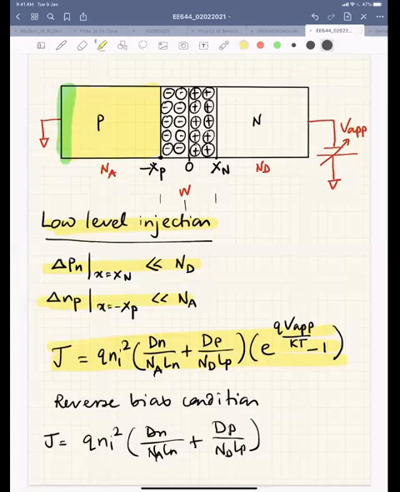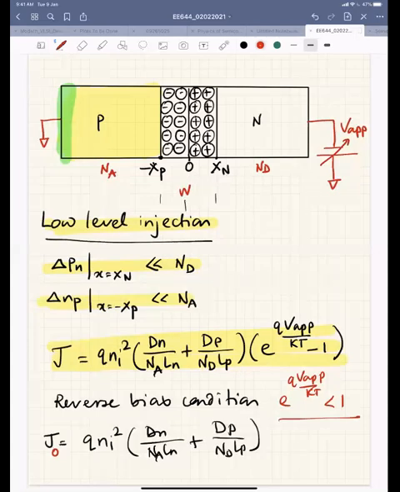In the reverse bias condition, the term e to the power qV applied by kT will be much less than 1. So the current will be just q times ni square times (Dn by NaLn plus Dp by NdLp). This is my reverse saturation current. We call it J0 because this current is constant, and so we call it the reverse saturation current.